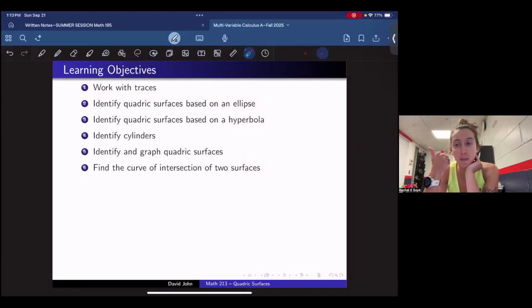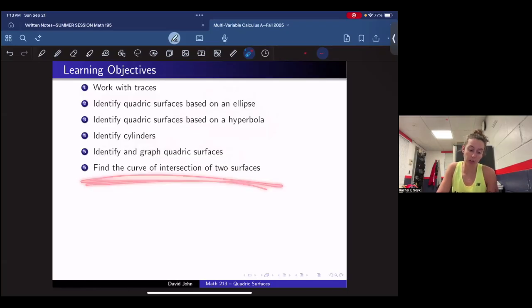The first one being able to work with traces. The second being able to identify quadric surfaces based on an ellipse, and then based on a hyperbola. Then we'll be able to identify cylinders, identifying graph quadric surfaces, and then last but not least, we'll be able to find the curve of intersection of two surfaces.